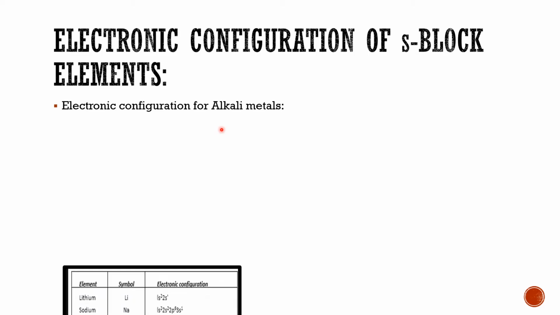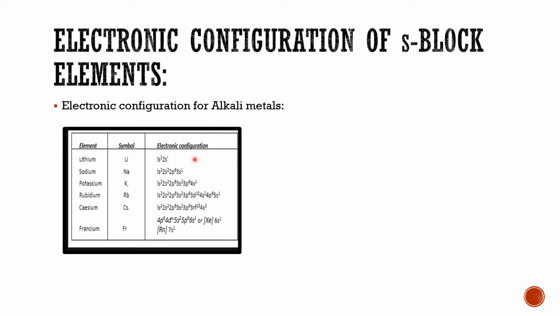And now we are going to see the electronic configuration of S block elements. We know that the S block is divided into alkali and alkaline earth metals. Now we are going to see the electronic configuration for alkali metals. The alkali metals in the S block consist of a single valence electron in their outermost shell, that is ns1. This outermost electron is loosely held, which makes these metals highly electropositive, due to which they are not available in the free state in nature.